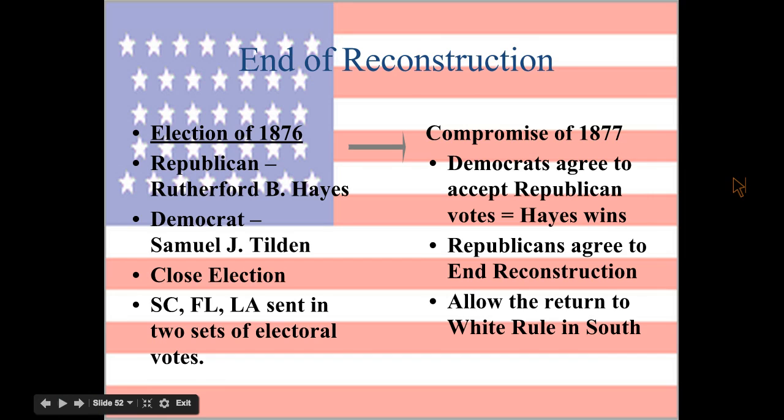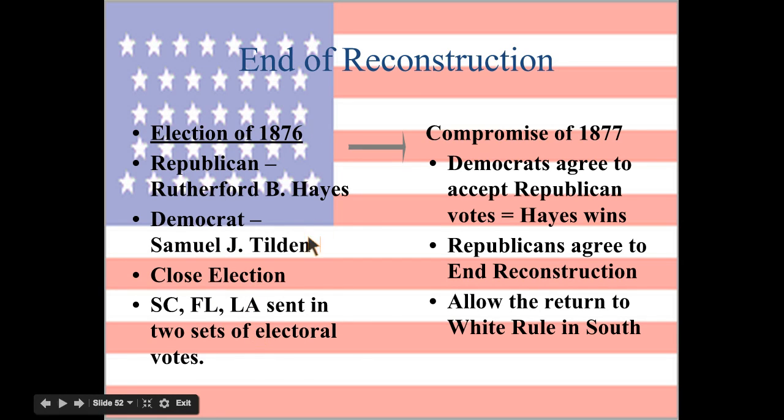Okay, so at the end of Reconstruction, the thing you're going to need to know is that the end is going to be signified by the election of 1876, where we just talked about Rutherford B. Hayes and Samuel Tilden. It's a very close election. The states that were in contention, where they didn't know who had won, are going to be South Carolina, Florida, and Louisiana. Those are the ones that are going to actually decide who won the election.